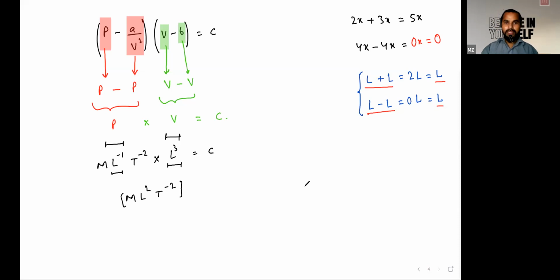Okay then, let's stop here. I will continue in the next class with the dimension application, how to convert from one form to another, how to derive a relationship between any two physical quantities, and the rest of the parts.